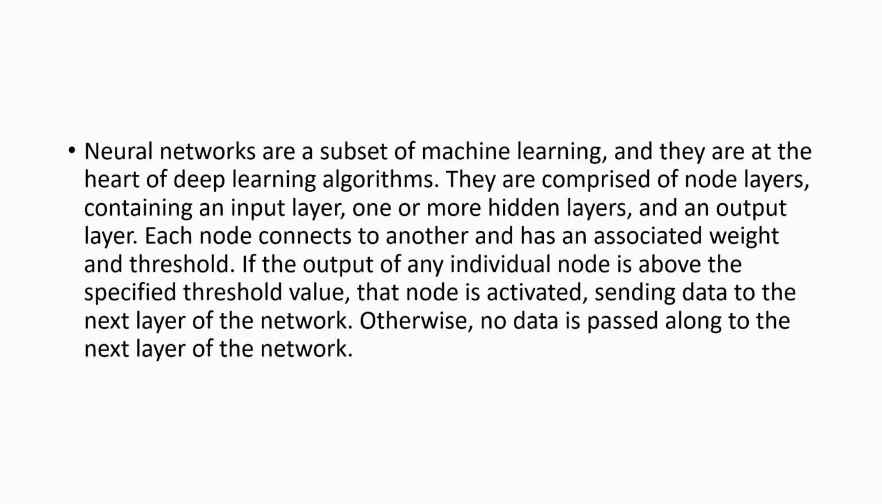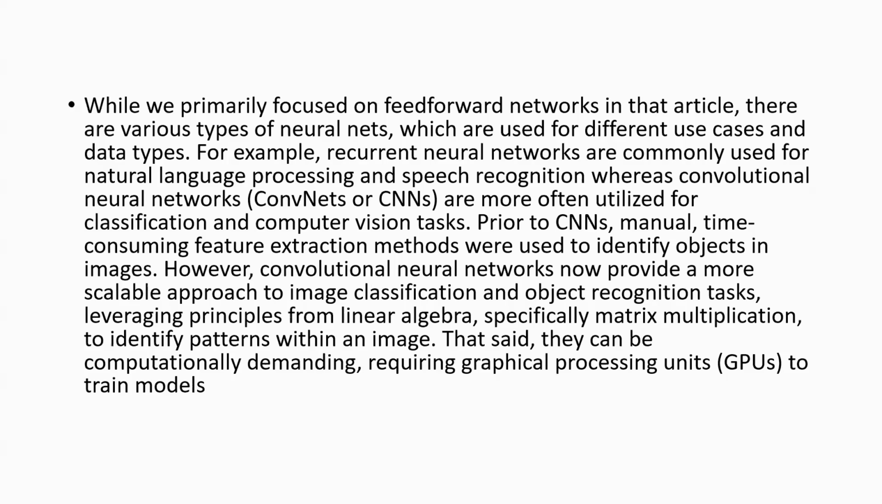If the output of any individual node is above the specified threshold value, that node is activated, sending data to the next layer of the network. Otherwise, no data is passed along to the next layer. While we are primarily focused on feed-forward networks, we also discussed artificial neural networks, ANN, feed-forward and feedback. There are various types of neural nets, which are used for different use cases and data types.